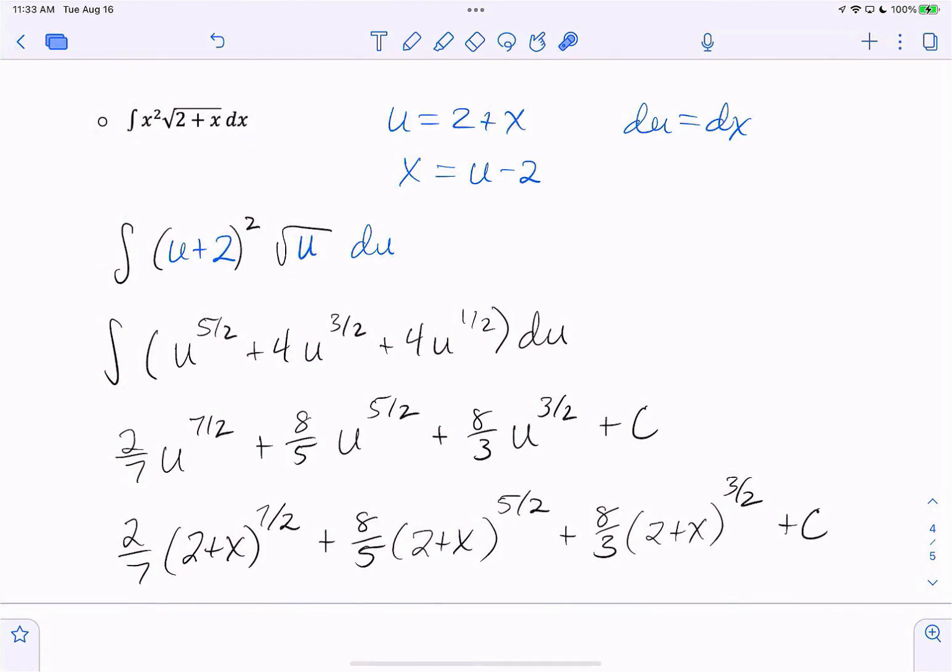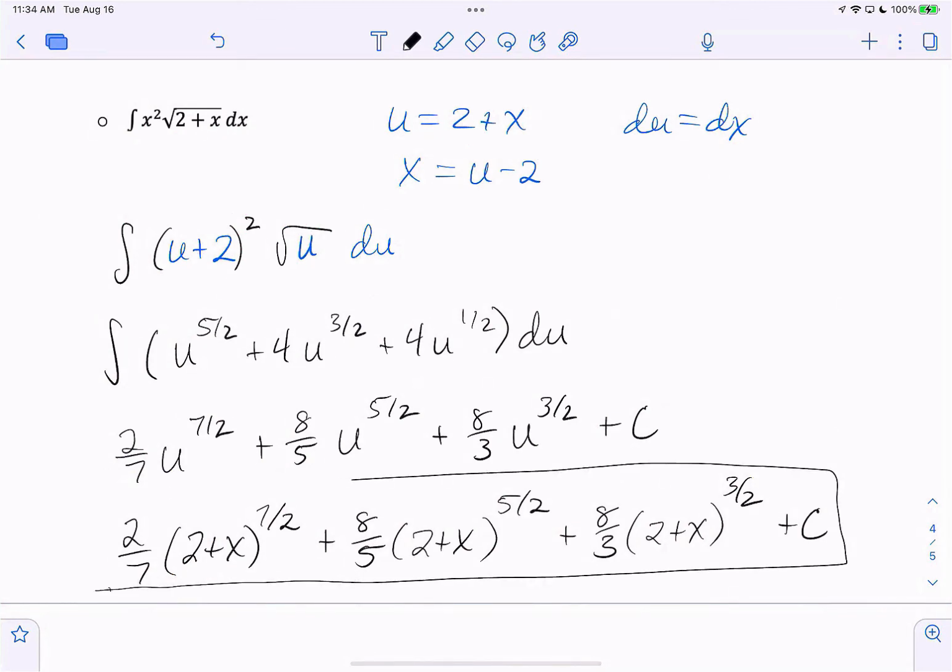Foiling the u minus 2 and distributing the square root of u, applying the power rule, and then back substituting u, replacing that with 2 plus x, gives us 2/7 times the quantity of 2 plus x to the 7/2, minus 8/5 times the quantity of 2 plus x to the 5/2, plus 8/3 times the quantity of 2 plus x to the 3/2 plus our constant of integration.